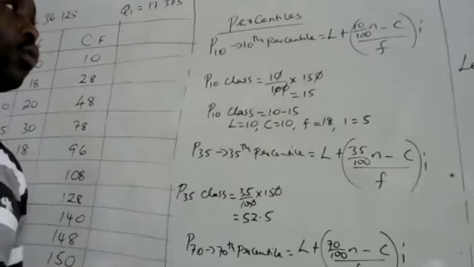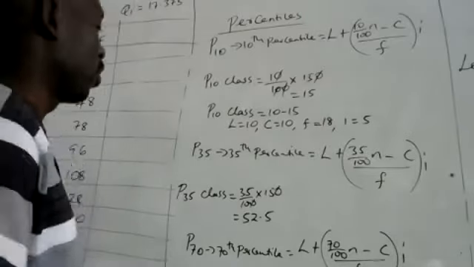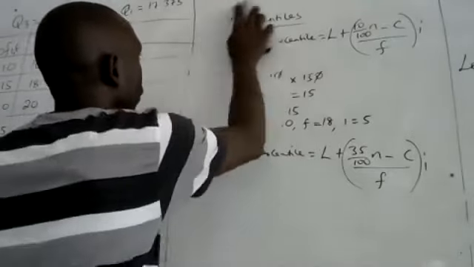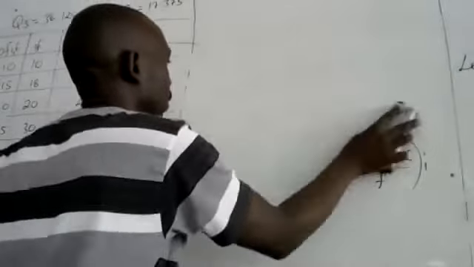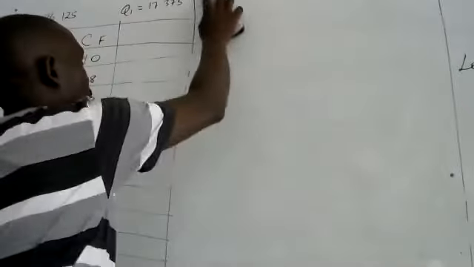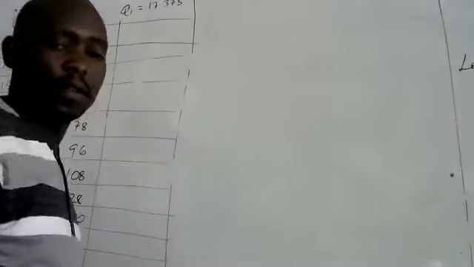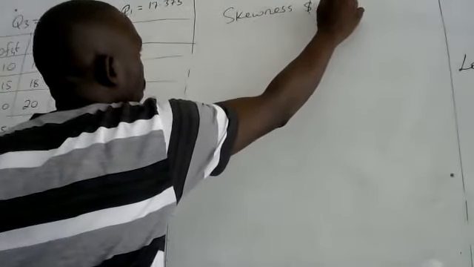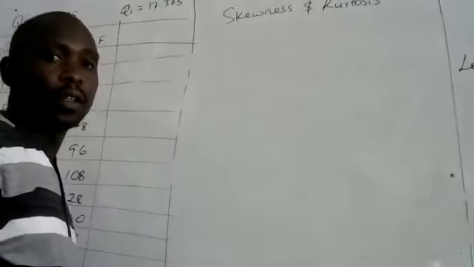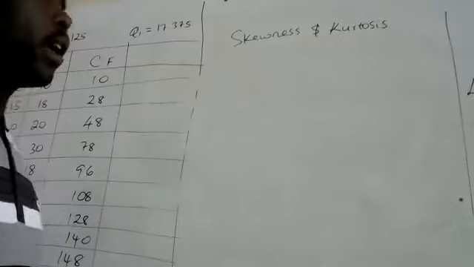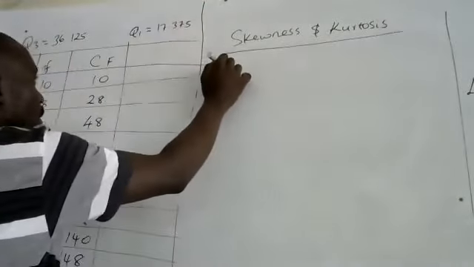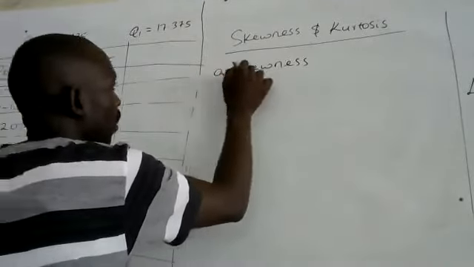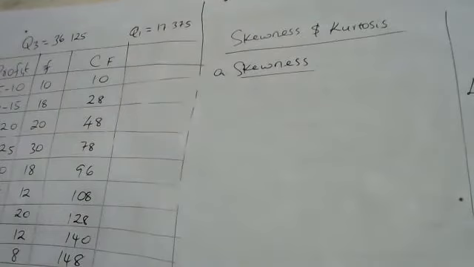So I want us to go to the last area of this chapter, which is on skewness and kurtosis.